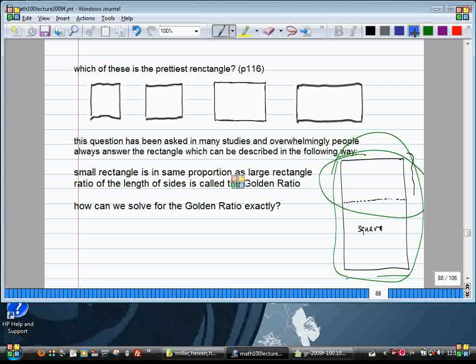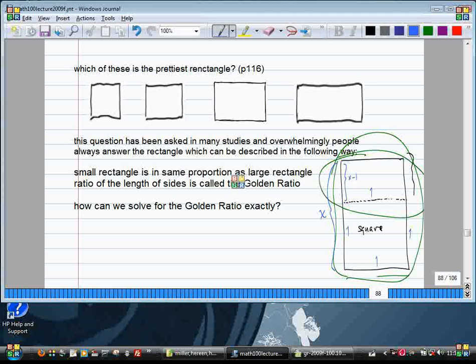So, let's see. The easiest way to do this is to call the sides of the square x. Actually, wait. No, sorry. I want to call the sides of the square 1. Okay. So let's assume that the sides of the square are 1, and we're going to call the long side of the rectangle x. Now, how long is this side? This is x minus 1. Does that make sense? Whole side is x. You've taken away 1 by cutting out the square.